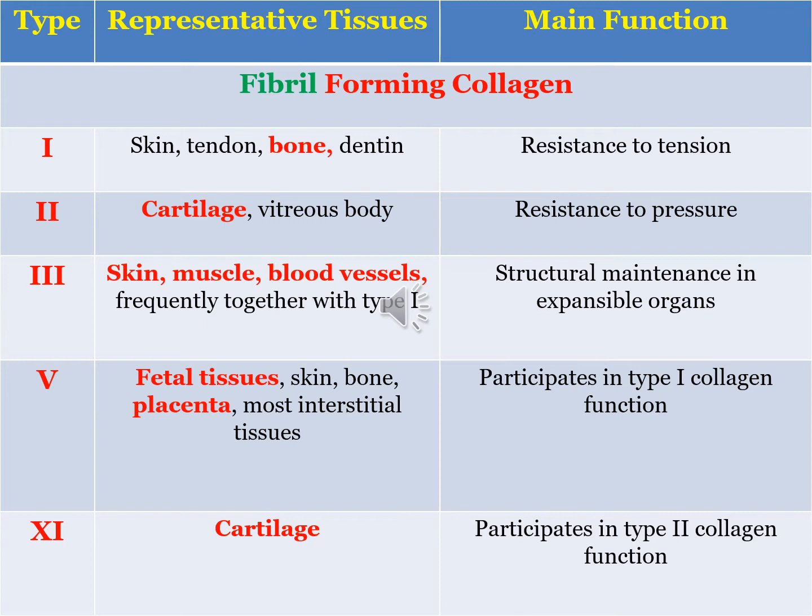Type 1 is basically restricted to the bones, tendon, and teeth. Type 2 collagen fibers are found in the cartilage. I have highlighted the main locations, so you must know these. Type 1 for the bones, type 2 for the cartilage, and for type 3 you have skin, muscles, and blood vessels. Type 5 is found in the fetal tissues and placenta, and it participates in type 1 collagen function.